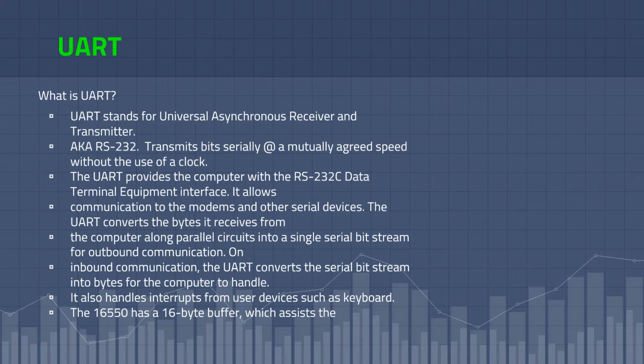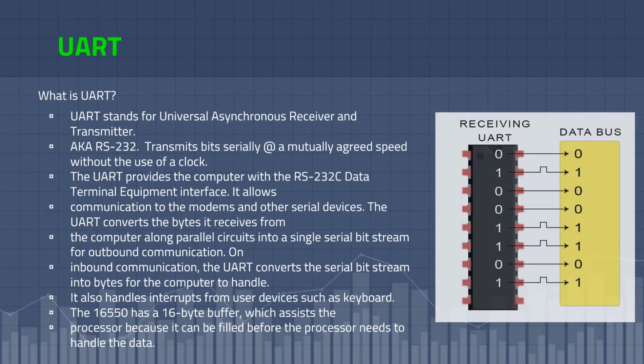Step 4. The receiving UART samples the data line at the pre-configured baud rate. The receiving UART discards the start bit, parity bit, and stop bit from the data frame. Step 5. The receiving UART converts the serial data back into parallel and transfers it to the data bus on the receiving end.